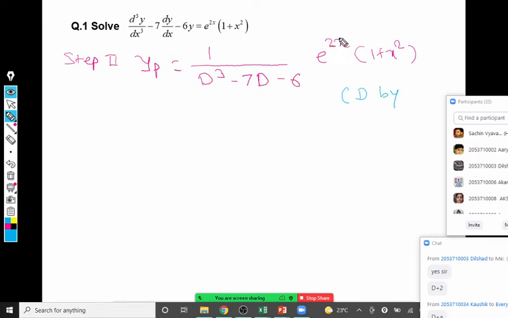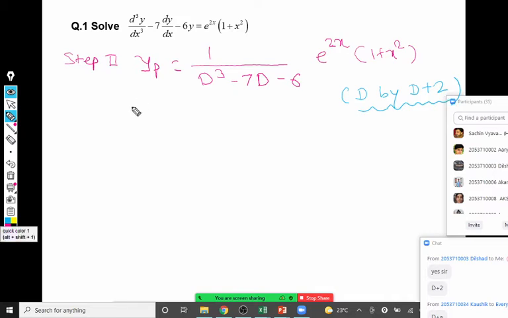But right now it is in the form of e raised to ax into v. So whenever e raised to ax into v is there, first we should take the exponential outside the operator by replacing D by, no, D plus a. So in this case, D plus 2. This is the new part. Whenever e raised to ax is there, we replace D by D plus a. Here we replace D by D plus 2.